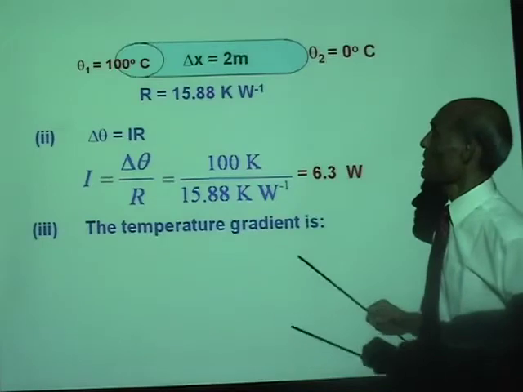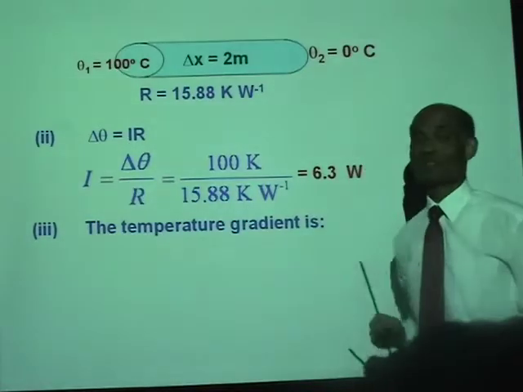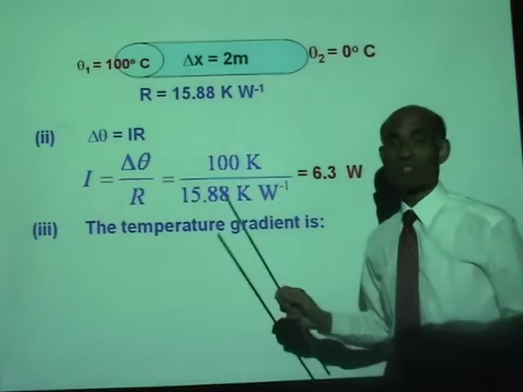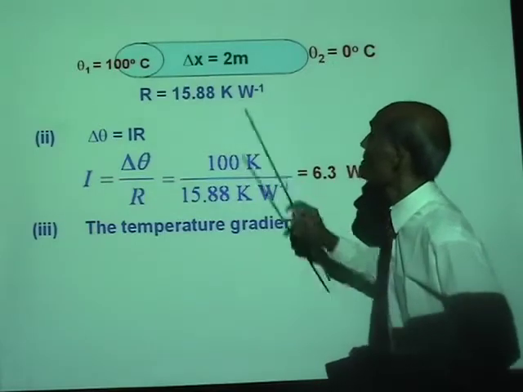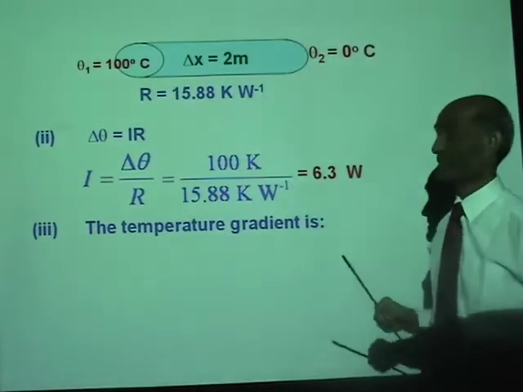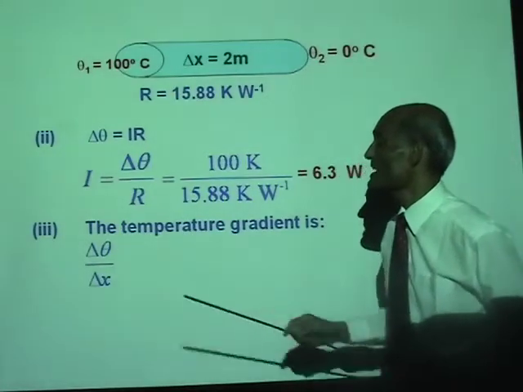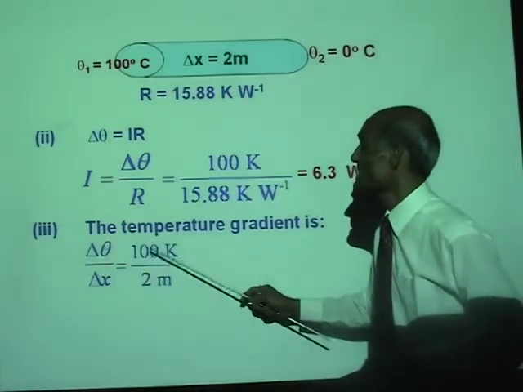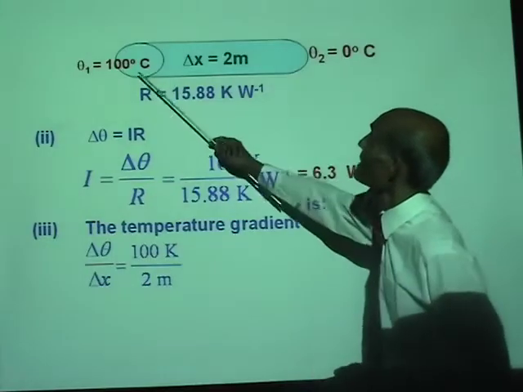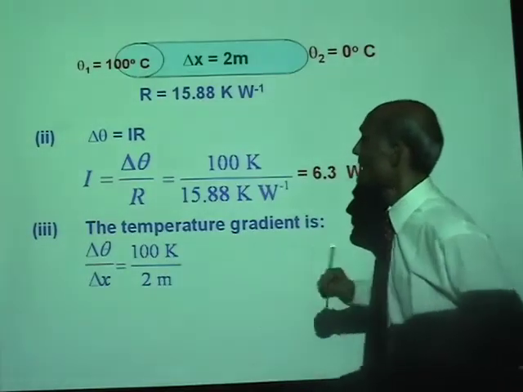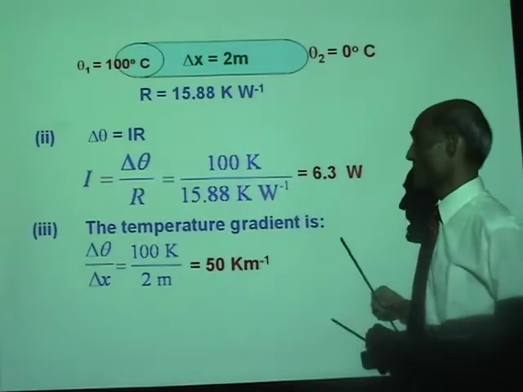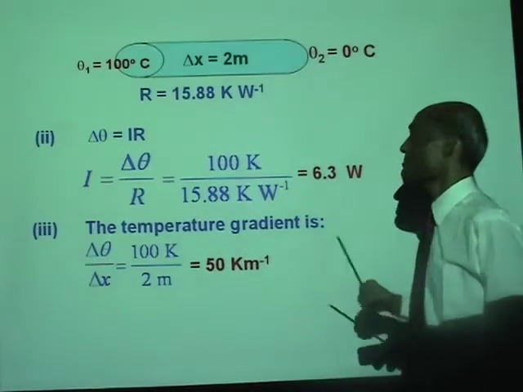What's the next thing we want? The temperature gradient. The temperature gradient is delta theta divided by delta X. Is that right? So temperature gradient is delta theta divided by delta X. Delta theta is 100 Kelvin. Delta X is 2 meter. So that will be 50 Kelvin per meter.